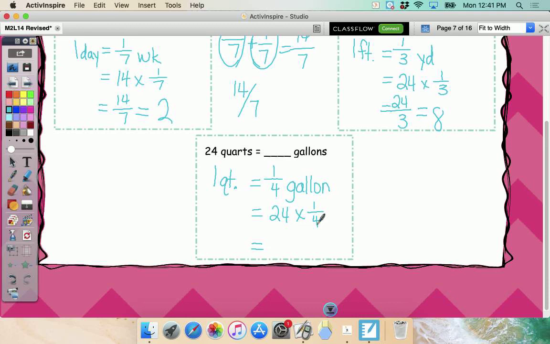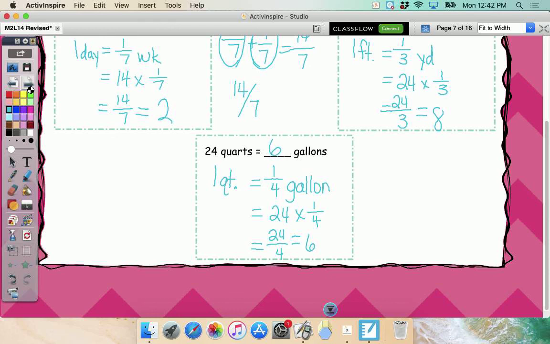Okay. So you can do this 2 ways. You can do 1/4 of 24, or you can do 24 divided by 4. Remember that multiplication sign can really be the word "of." Raymond, what's the answer? It's 6 gallons. Very good.